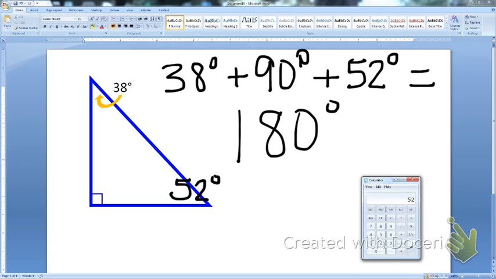Okay, so that's it for this little example of how to find a missing angle in a triangle. We're going to be doing a lot more practice in class with this topic, so if you're confused, rewatch the video, check out the notes online, and check out the notes from class, and ask me questions when we see each other again at school.